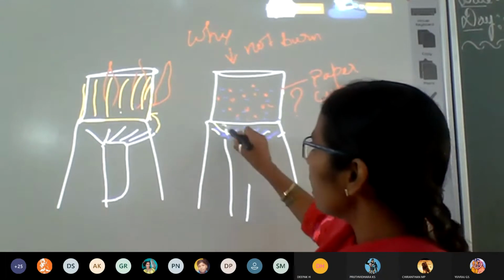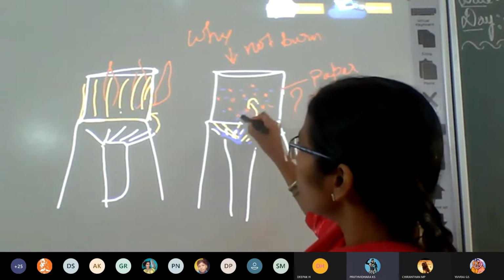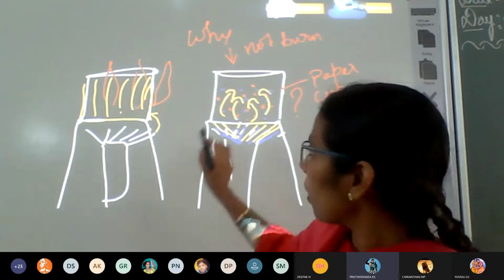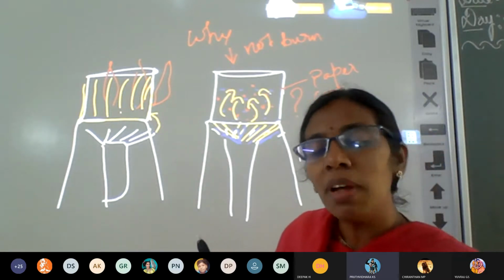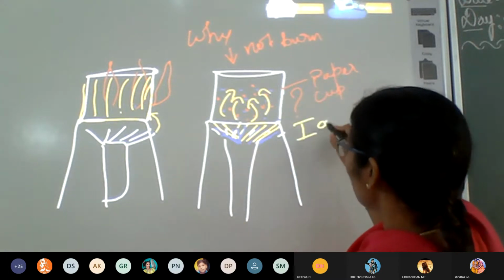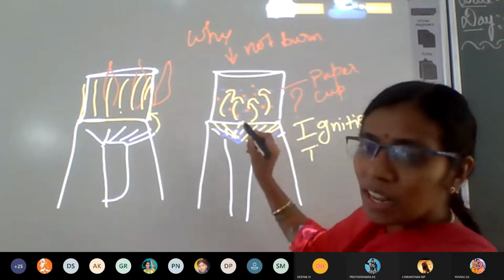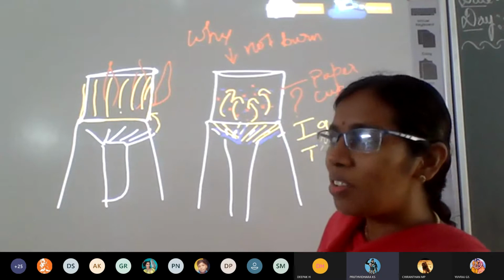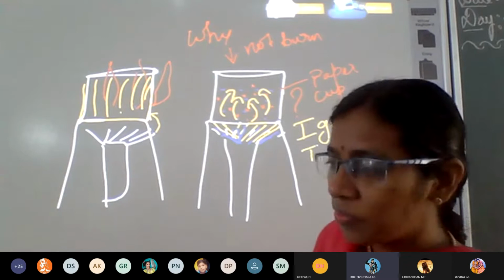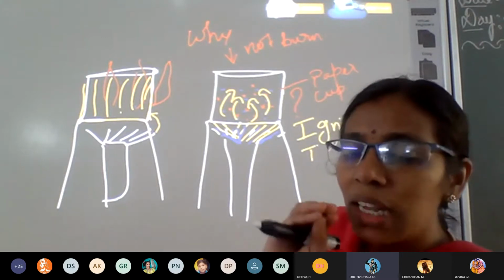In this cup, whatever heat we are giving, when it goes to the paper, the paper transfers its heat to the water, by conduction. Paper is transferring the heat to the water. So what happens? The paper is not getting its ignition temperature to burn. What is meant by ignition temperature? The lowest temperature a material needs to burn.